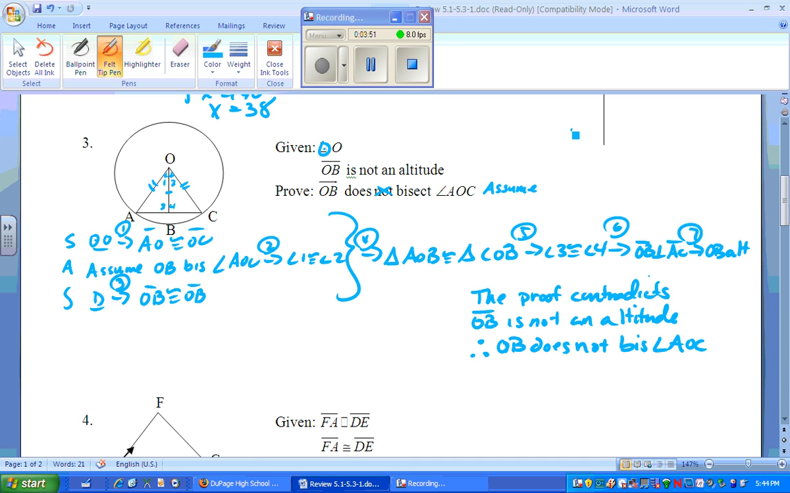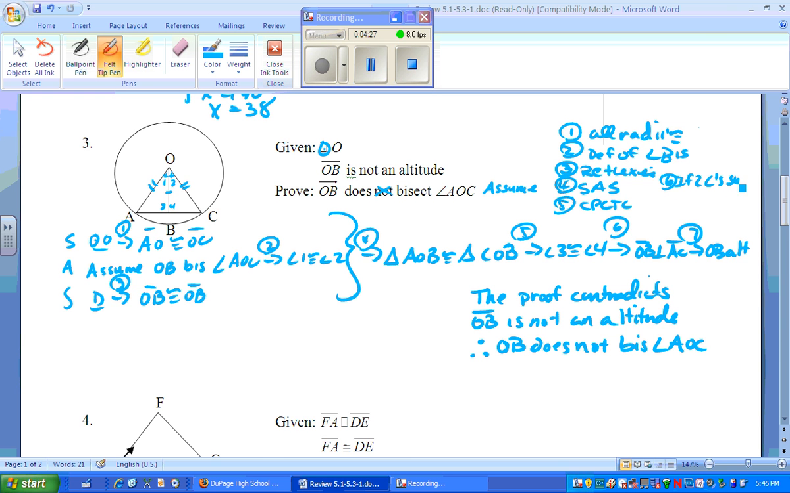We need our reasons. Reason 1 was all radii congruent. Reason 2, definition of angle bisector. Reason 3, reflexive. 4, side angle side. 5, CPCTC. 6, if two angles are supplementary and congruent, then perpendicular. And 7, definition of altitude.